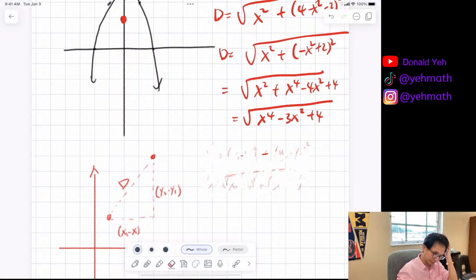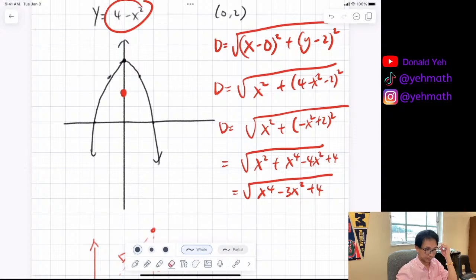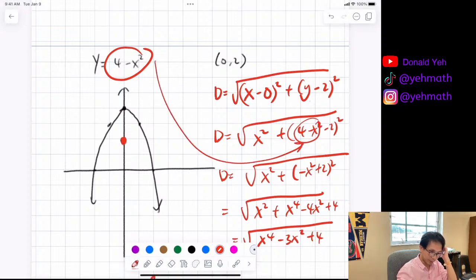How did you get that y equals 4? Minus x squared initially. I replaced this y with 4 minus x squared. Okay, I think the 4 is y.